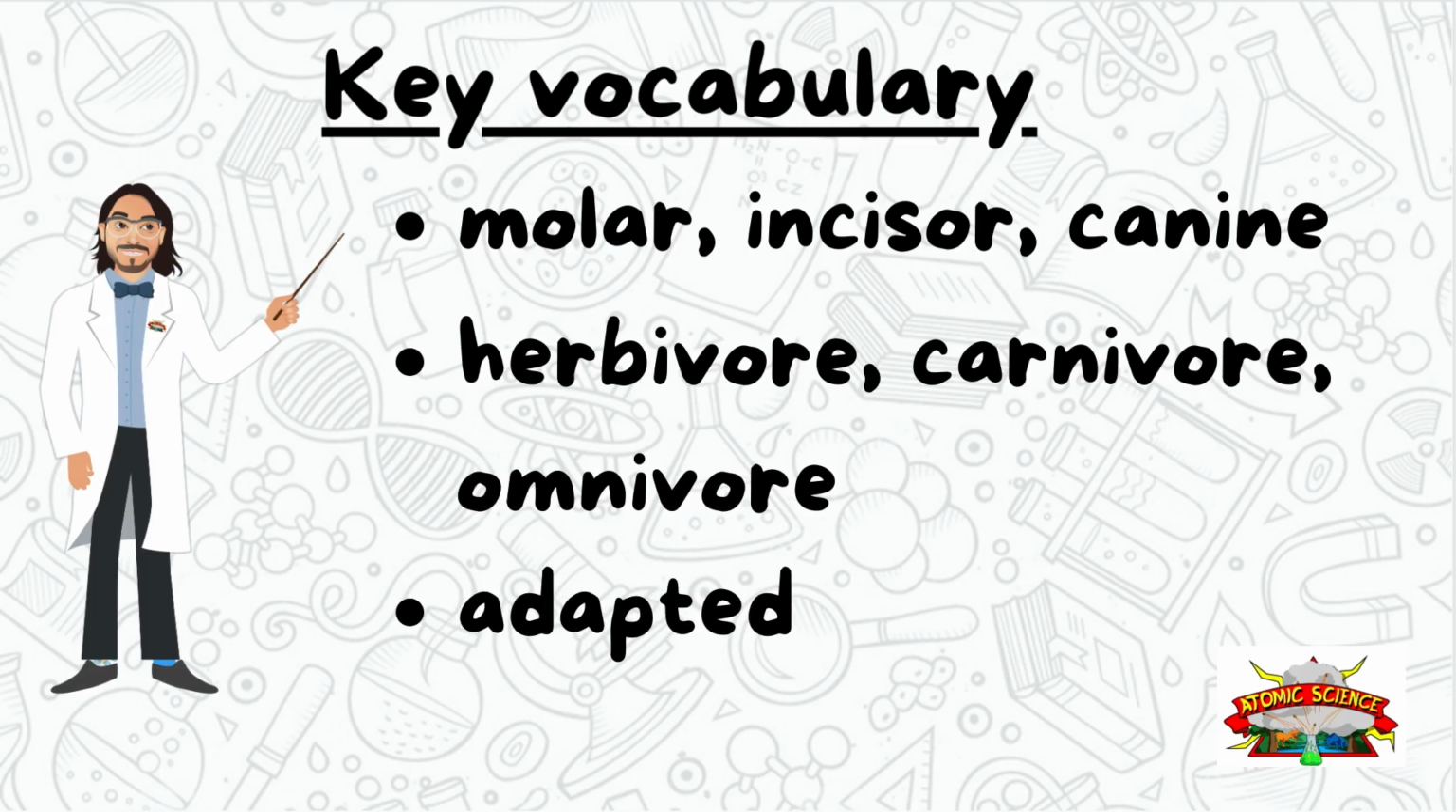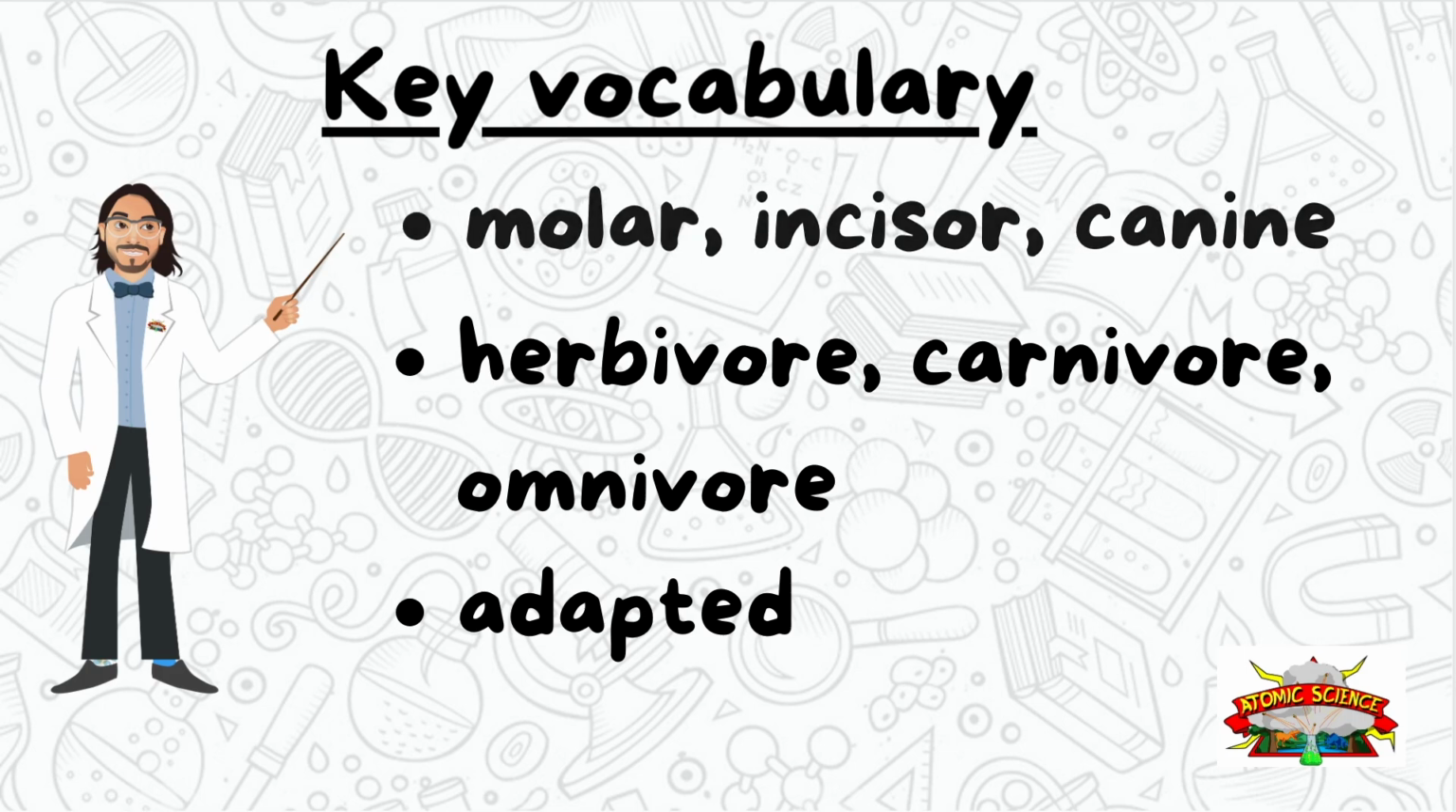Let's start by thinking about our key vocabulary for today's session. Have you heard these words before? Do you know what they mean? Molar, incisor, canine, herbivore, carnivore, omnivore, adapted. We're going to start off by thinking about food.